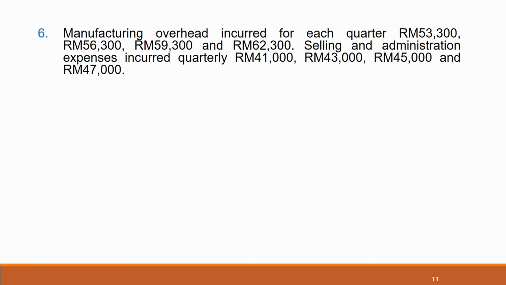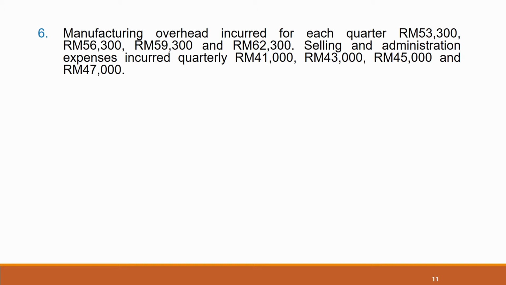Number 6, manufacturing overhead incurred for each quarter. The first one, Rm 53,300. The second one, Rm 56,300. Rm 59,300 and Rm 62,300. And this one we have to record in the cash disbursement or cash payment.